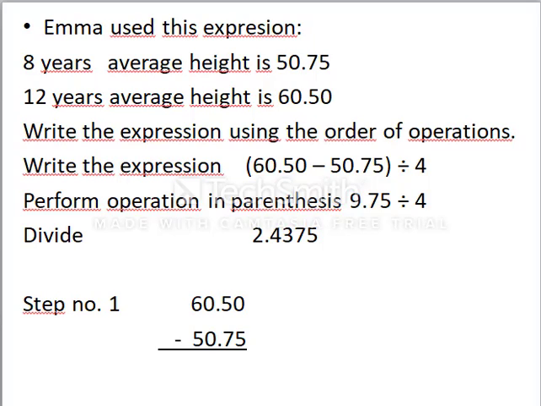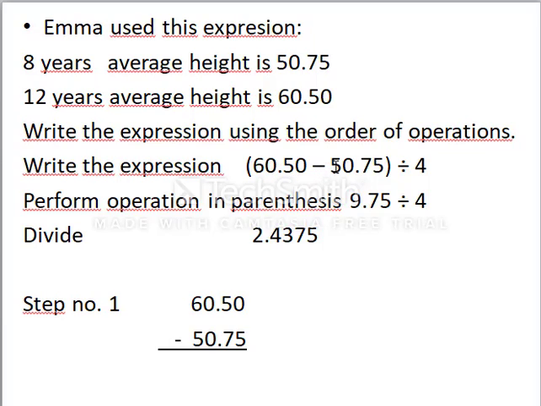Emma used this expression. 8 years average height is 50.75. 12 years average height is 60.50. Write the expression using the order of operations. Write the expression with 60 first because 60 is greater than 50. You cannot subtract 60 from 50. You must write the greatest number before, and the greatest number is 60.